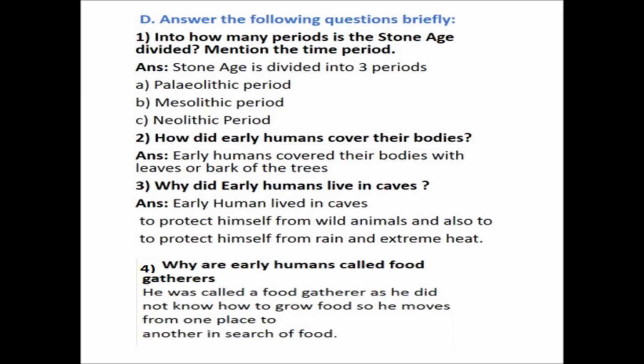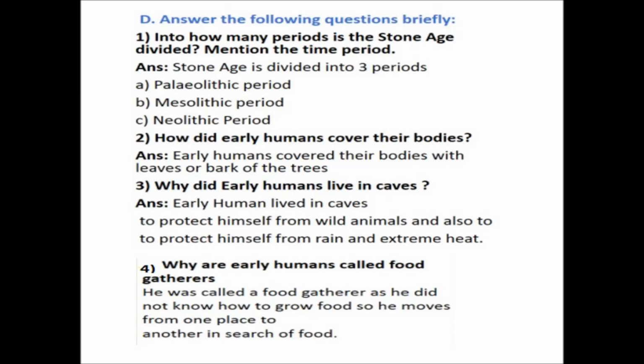Second question, how did early humans cover their bodies? Answer is, early humans covered their bodies with leaves or bark of the trees. Third question, why did early humans live in caves? The early humans lived in caves to protect themselves from wild animals and also to protect themselves from rain and extreme heat.